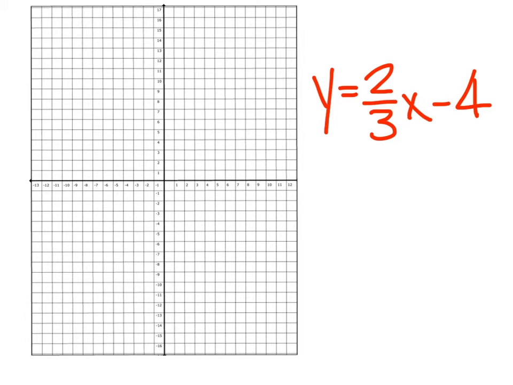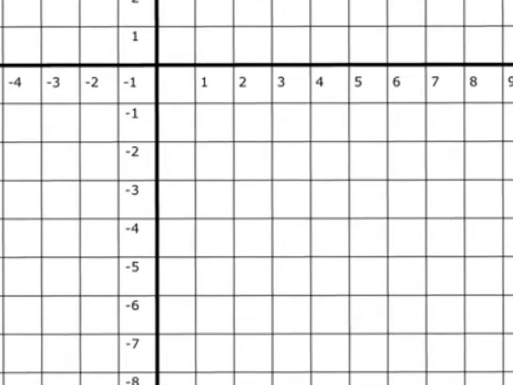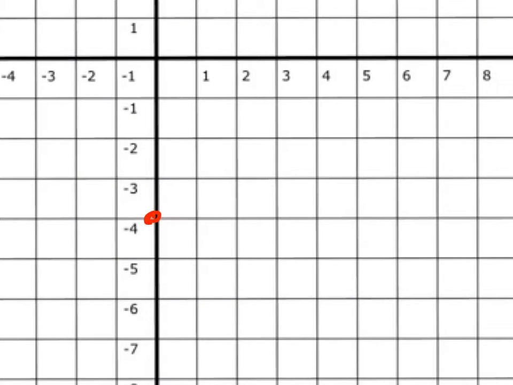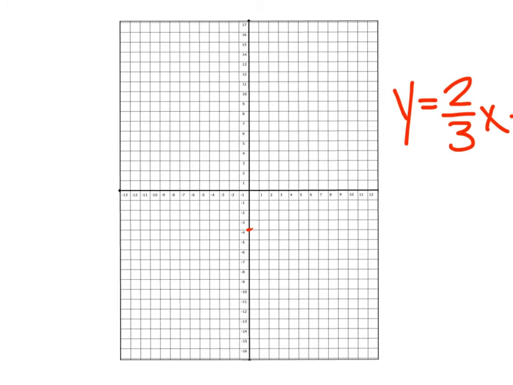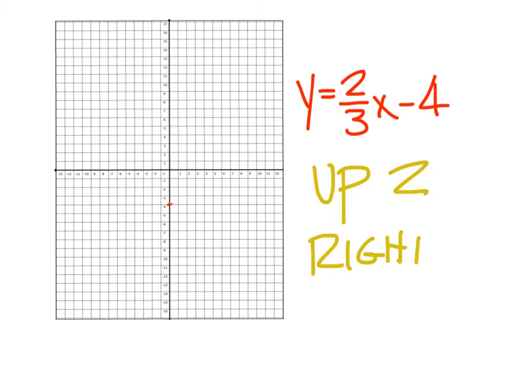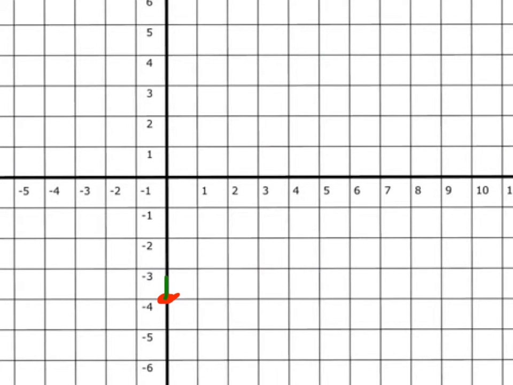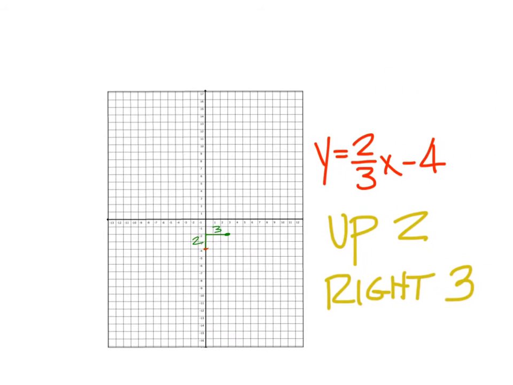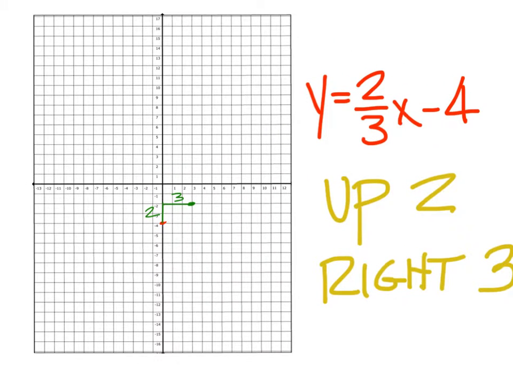Now we have to graph y equals 2/3 x minus 4. And we'll go to the negative 4 on the y-axis and make a dot. The slope is 2/3. So from that dot I have to go up 2 and then to the right 3. Up 2 and to the right 3. Make a dot. And then draw your line.